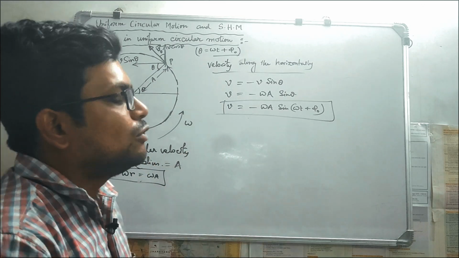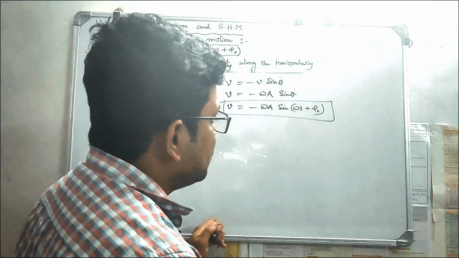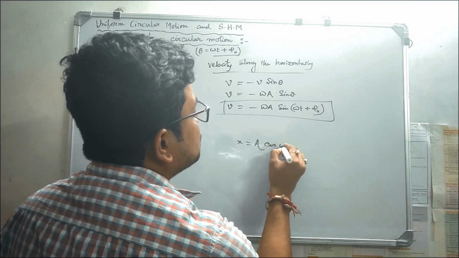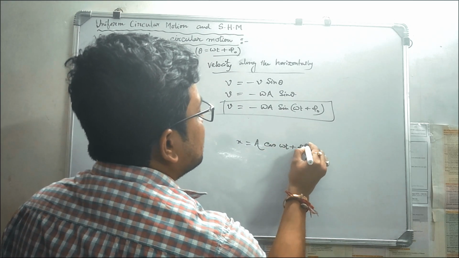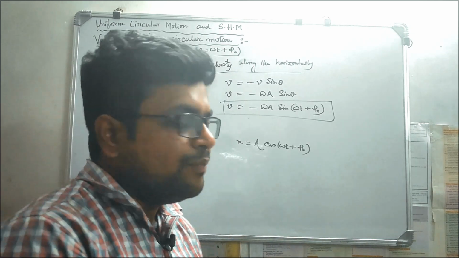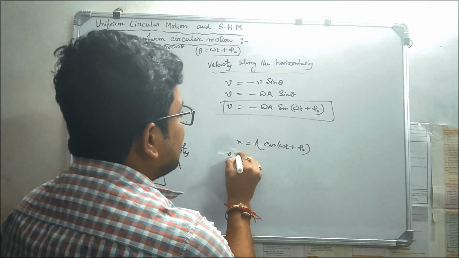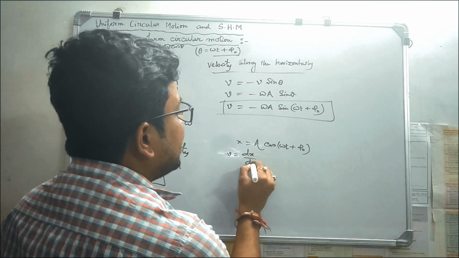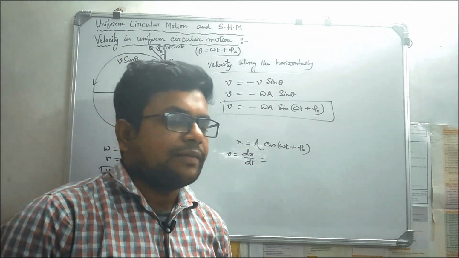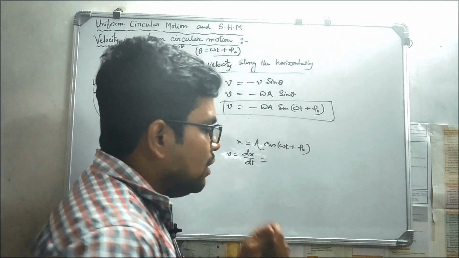How to calculate this with the help of differentiation? Let me show you. As we know, the displacement expression we already got is a cos of omega t plus phi naught. This is the displacement of the particle at a certain time t. That is the formula. So what is the velocity equal to? That is equal to dx by dt. Rate of change of displacement is known as velocity.